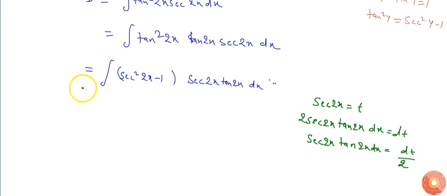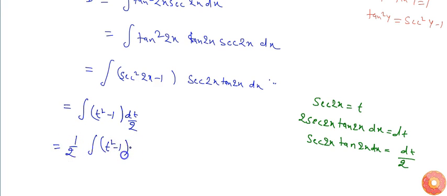Now I can put the substitution in the integration. So it will be t square minus 1 dt by 2, or I can say 1 by 2 integration of t square minus 1 dt. So now I can easily integrate the expression. So it will be 1 by 2 times the integration of t square, which is t cube by 3, minus the integration of 1, which is t, and the integration constant c will be there.